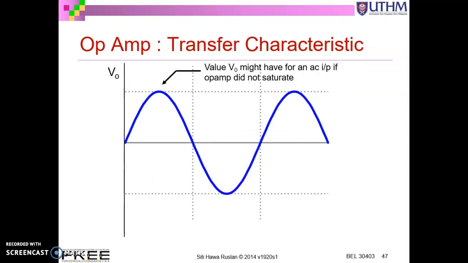So this is an example of op-amp where we have a full swing. But this is an example of your output if it reaches the saturation region, at the negative saturation. So this is limited by the power supply.